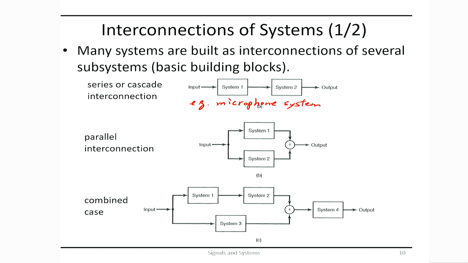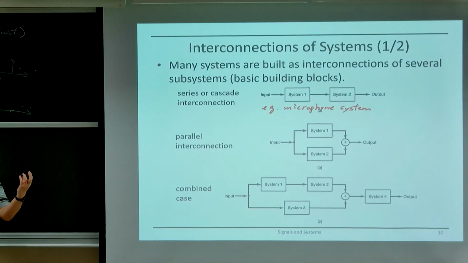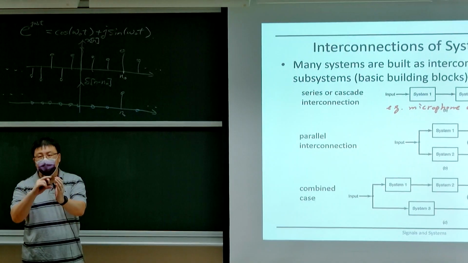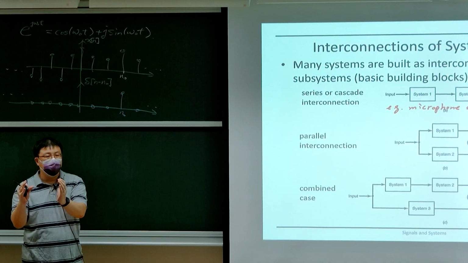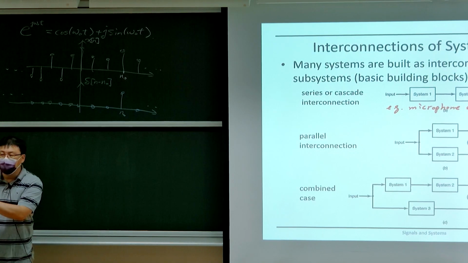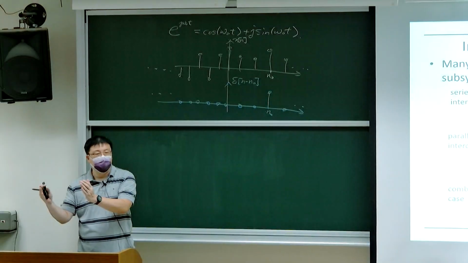All right, so a microphone system may have a subsystem that converts the audio signal into electrical signals, right? It could be cascaded with a digital signal processor, and then cascaded with an amplifier, and then cascaded with a speaker, okay?